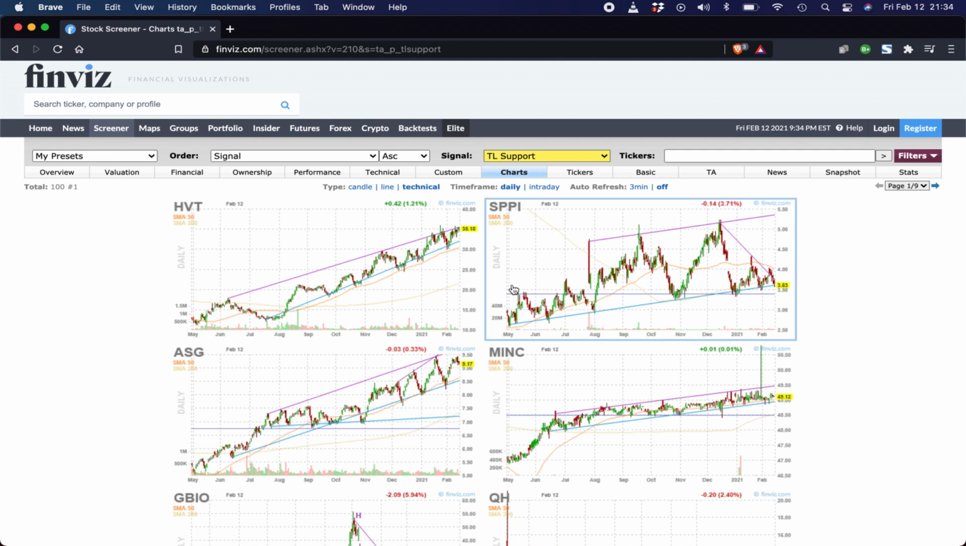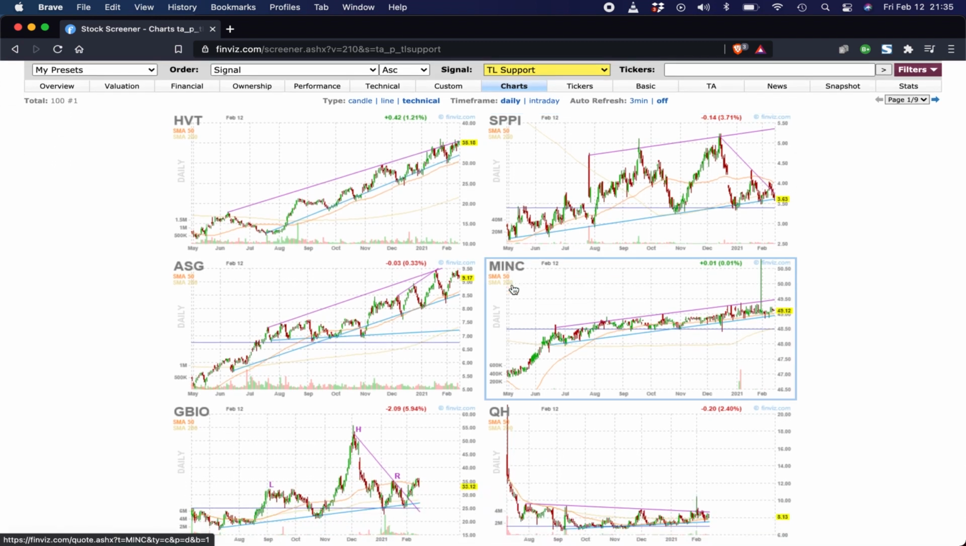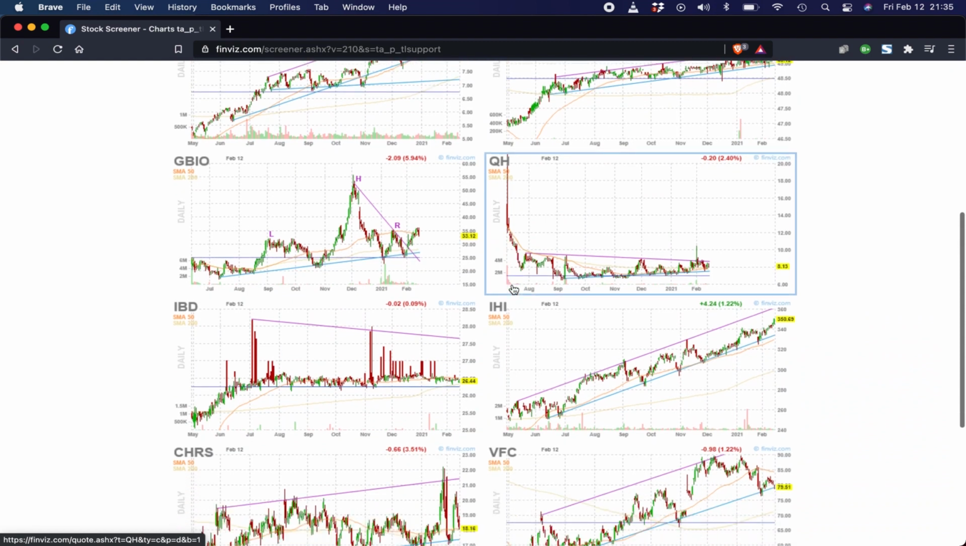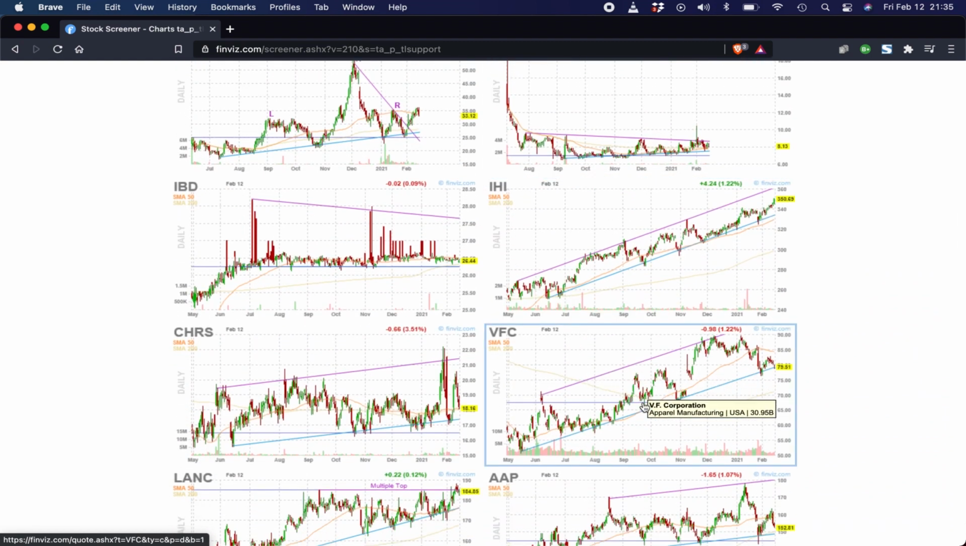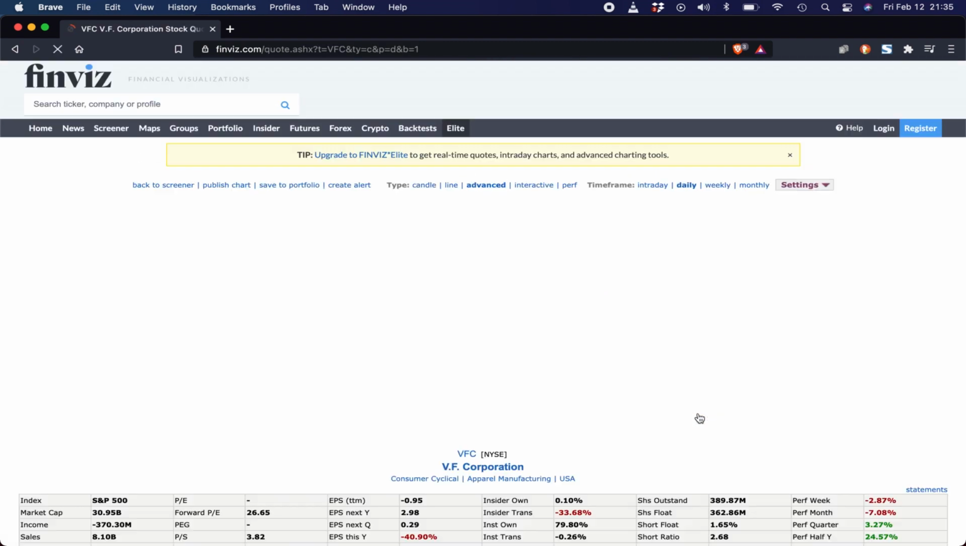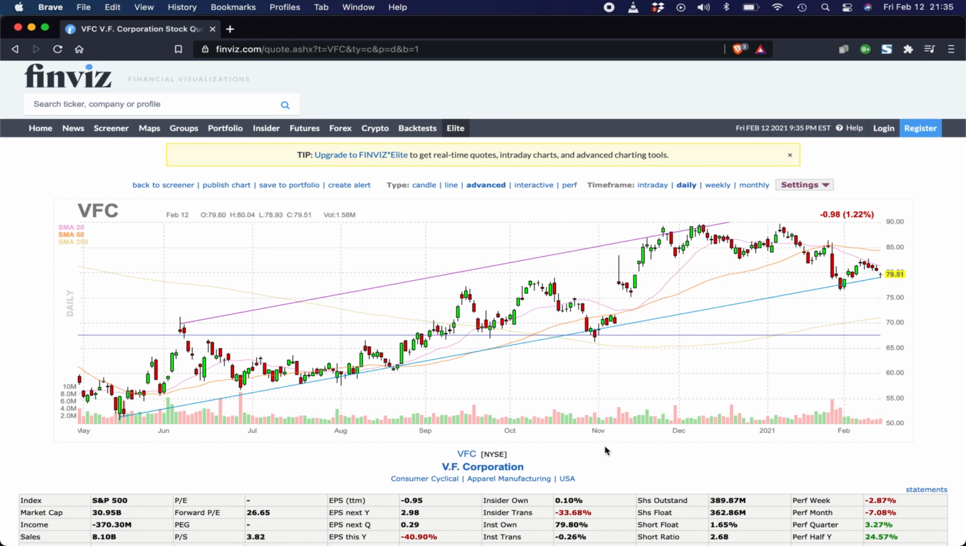Now sometimes again this scan might be slightly off, but once you look at the chart you will know where the stock is. So let me go through VFC, for example. Trendline support. So in this case, it looks like the stock has been trending high.